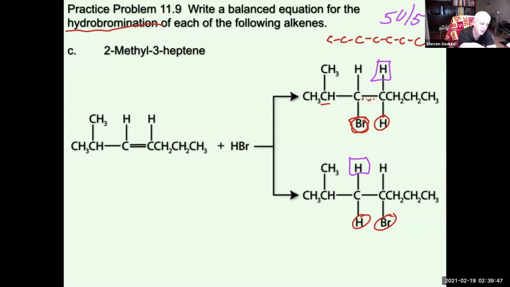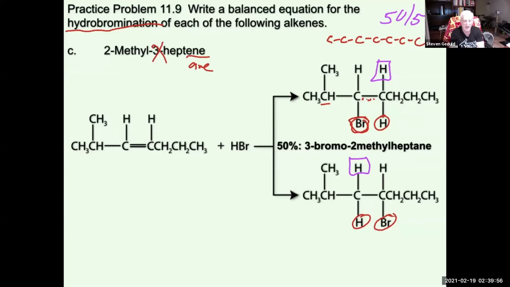Remember that this 3 goes away, right? Because the double bond's gone, and we're speaking of an ANE ending. So 50%, and you've got 3-bromo. Remember the alphabetical order. B comes before M. It's missing a dash in here. It should be a dash right there. I'll have to add that in there. Okay. So 3-bromo-2-methylheptane.